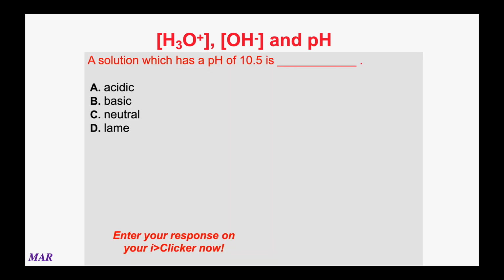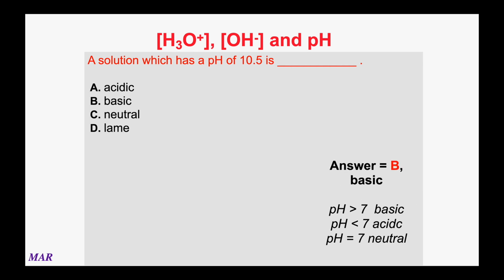If you have a solution with a pH of 10.5, how would we describe it? And the answers are acidic, basic, neutral, and lame. Lame could be the answer, I won't deny it, but let's try and keep our science hats on here for a little bit. The pH number will tell you which one it is, and of course, pHs larger than 7, those are going to be considered basic.